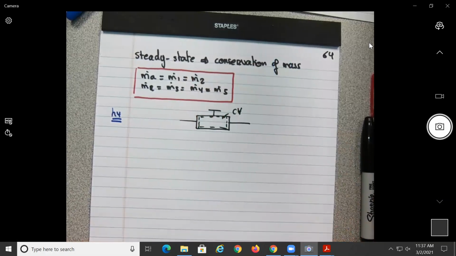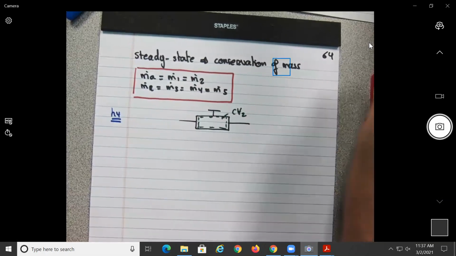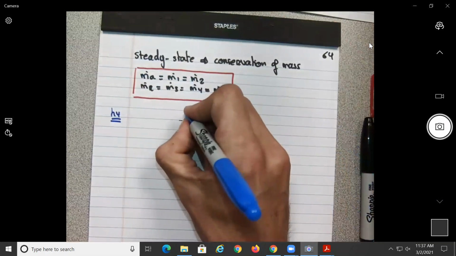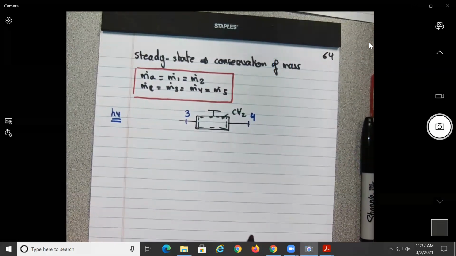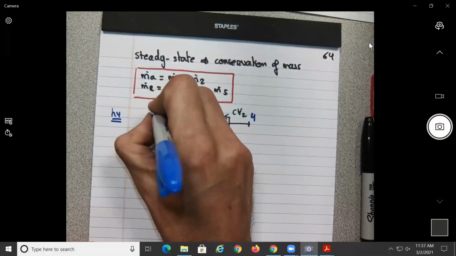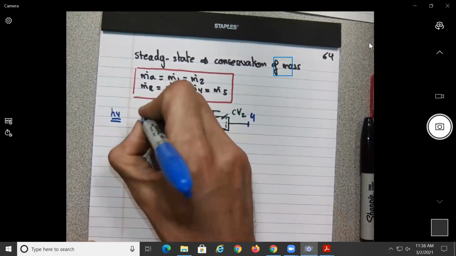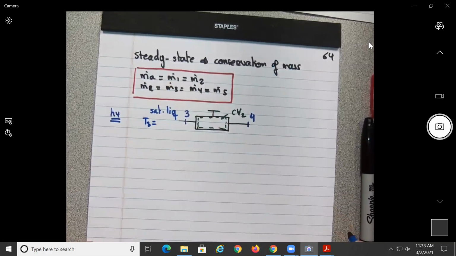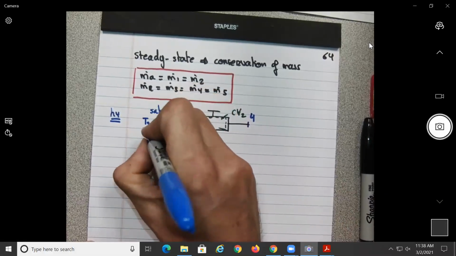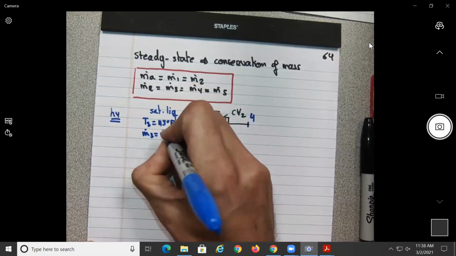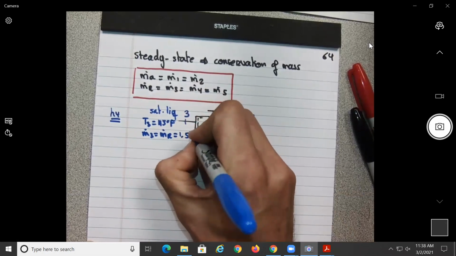This is our new control volume, let's say control volume 2. This will be 3, and this will be 4, no? So at 3, what do we know? We know two things. We know that it's saturated liquid. We know the temperature is 115 Fahrenheit, and this is not important, but the mass flow of refrigerant at 3 is 1.5 pounds per second.